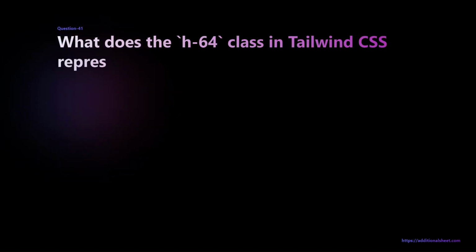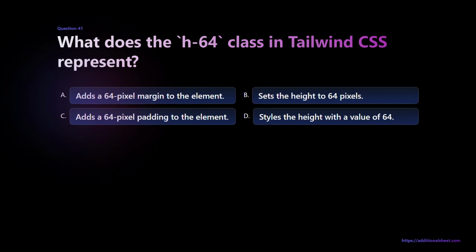What does the h-64 class in Tailwind CSS represent? Option A, adds a 64 pixel margin to the element. Option B, sets the height to 64 pixels. Option C, adds a 64 pixel padding to the element. Option D, styles the height with a value of 64. The correct answer is option B, sets the height to 64 pixels.